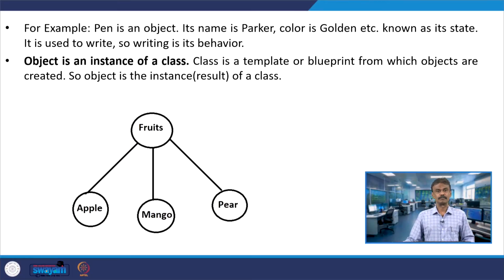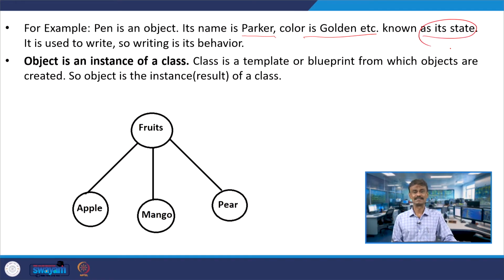Take a tangible object. Assume that a pen is an object. It will have a name, Parker, and a color, golden or blue. This is known as its state. So, the pen is an object, and either the make, Parker, or the golden color, these are nothing but state or states. It is like int A, B, where A is Parker, B is golden color.